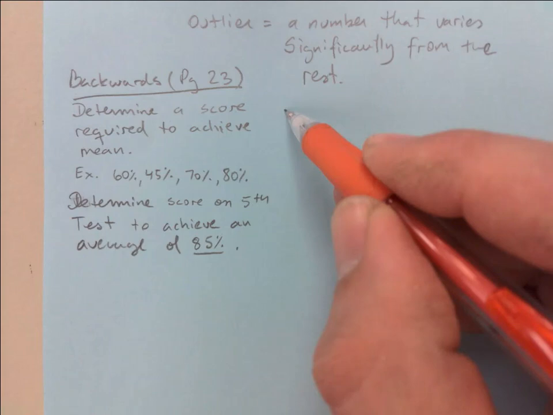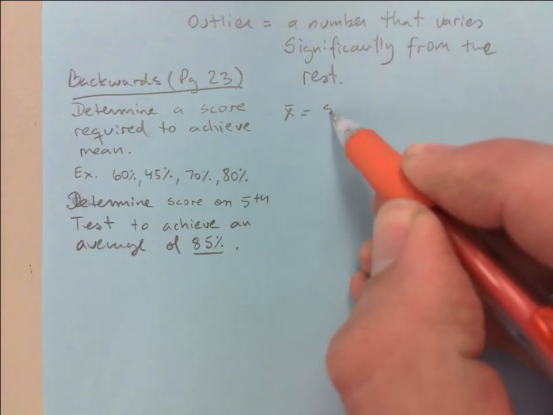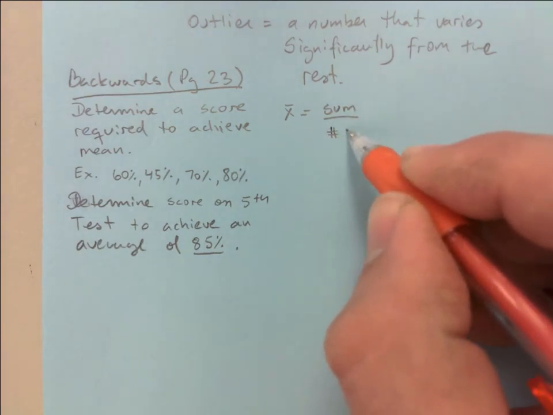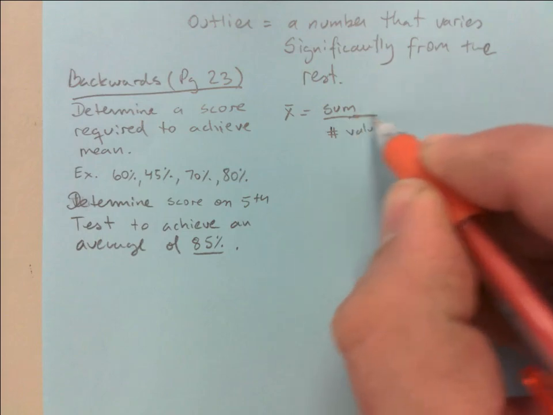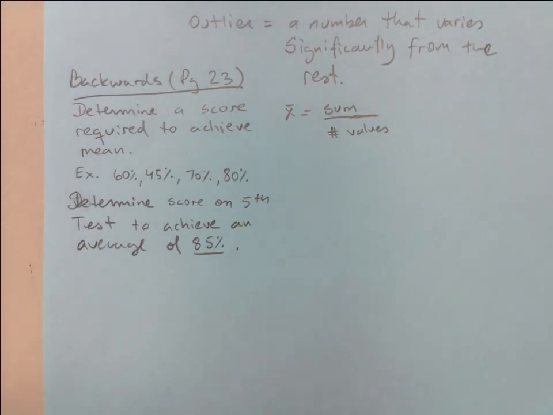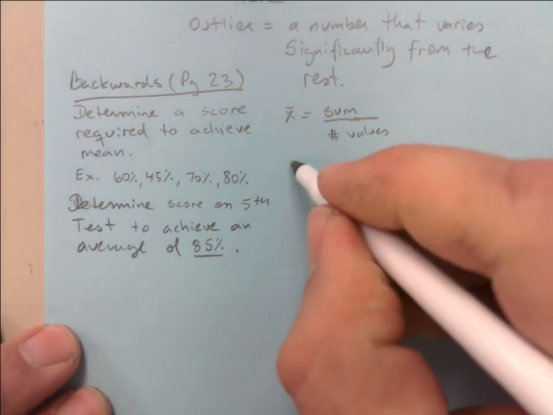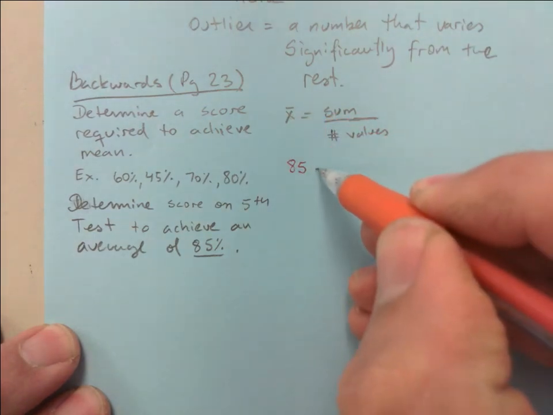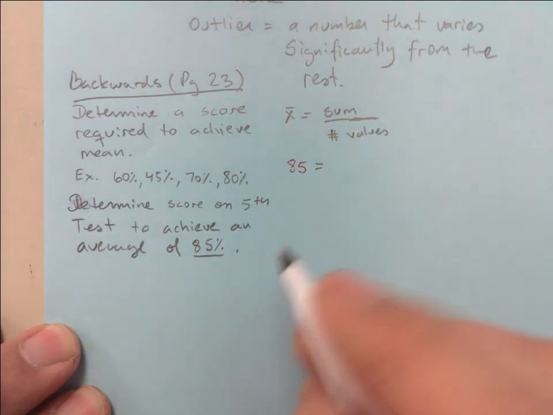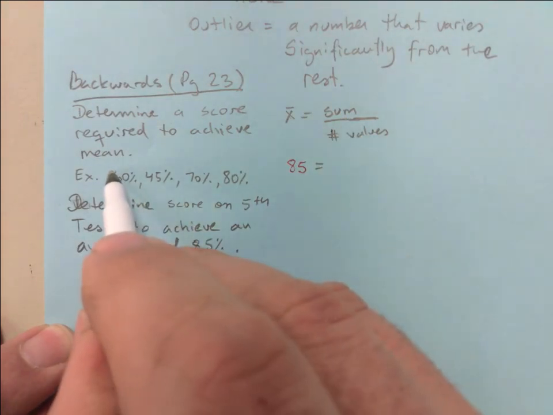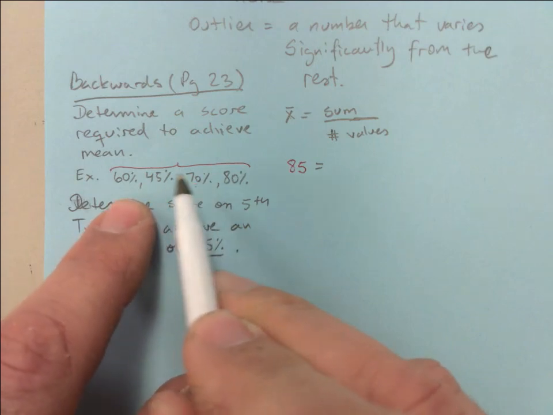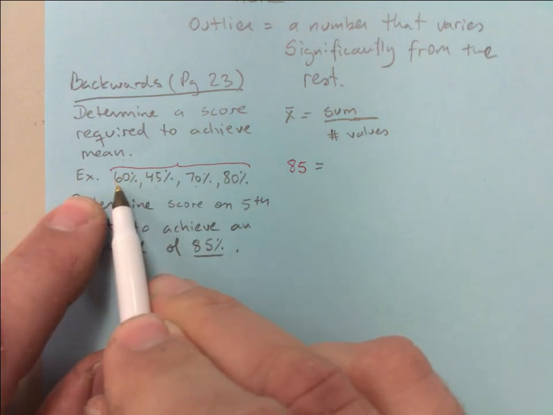So I'll say this. Mean is sum divided by number of values. And I'm going to use a red pen for my substitutions. I'm going to say that 85 goes in here. That is for the mean. Figure out the sum. So I'm going to go here and just add it up. This is 80 and 70 is 150, 195, 255. Okay.